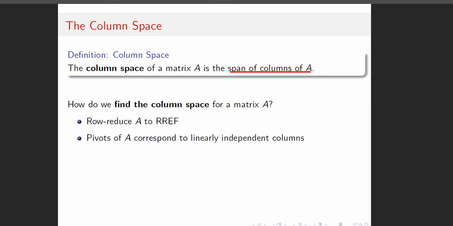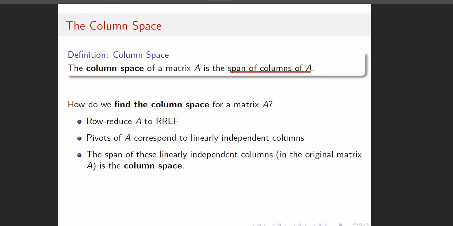Why? Well, because for the column space, all I do is I find which columns have pivots in them. And since the pivots correspond to linearly independent columns, those are the columns in the original matrix that form the column space. The span of these linearly independent columns forms the column space. Okay. Let me get rid of the ink and jump over and do the example here, right?